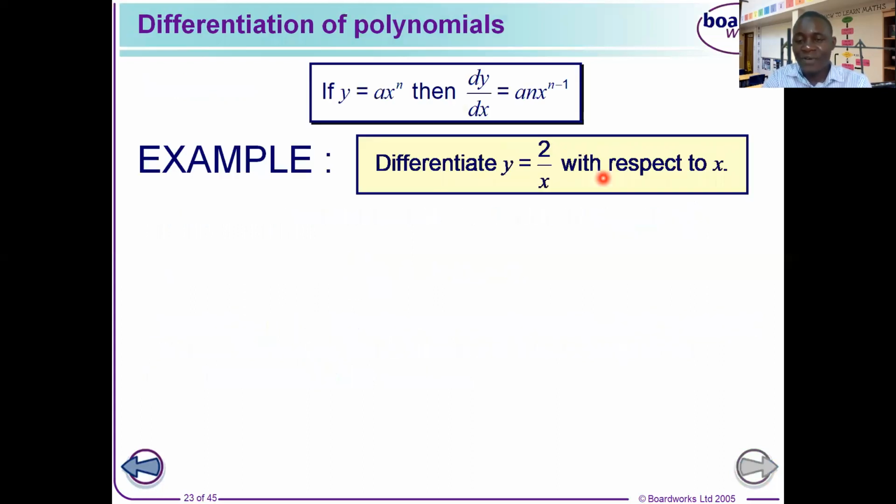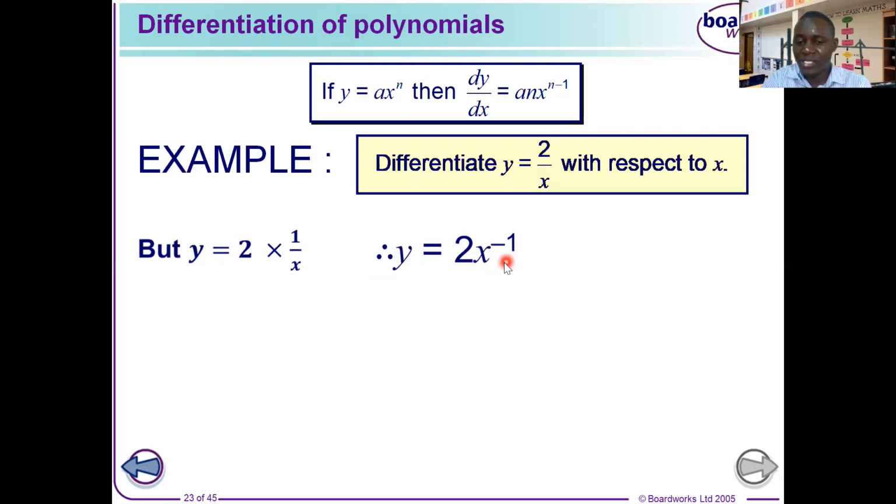Now, let's take a look at this final one. I have recalled this general formula as we've written in the beginning. Differentiate y equal to 2 over x with respect to x. Now, let's see how this can be solved. We have y equal to 2 over x, which can be written as 2 times 1 over x. And then 1 over x can be written as x raised to power minus 1. So we have 2 times x raised to power minus 1. That gives us 2x raised to power minus 1.